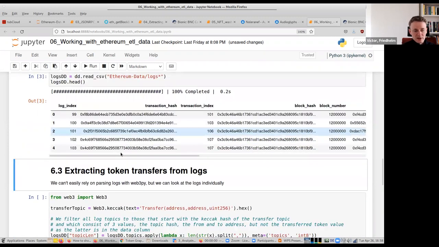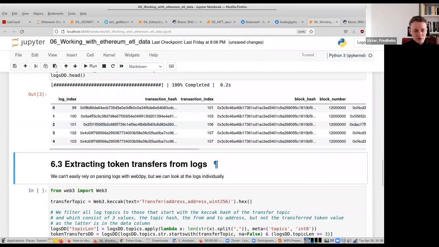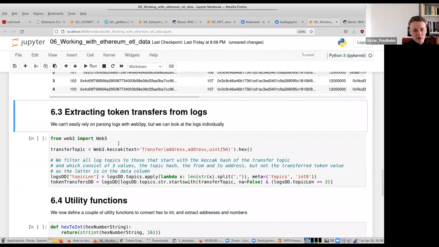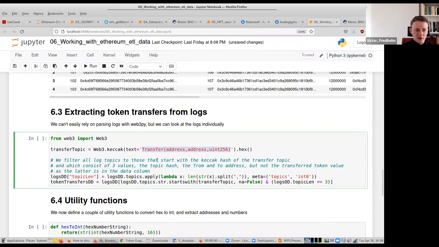And it's not really practical to rely here on Web3 Pi to parse these events, because it's somehow slow. So what we're doing here now is we more manually filter through these events and try to extract transfer events. But you could imagine the same thing with other types of events. And I think this is, in general, the promising area of research: looking at different types of events and applications and studying what's going on there.